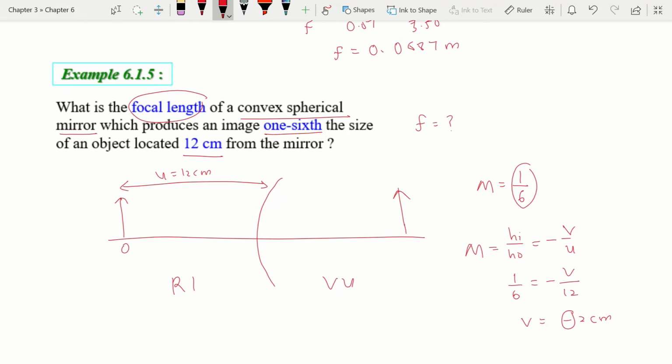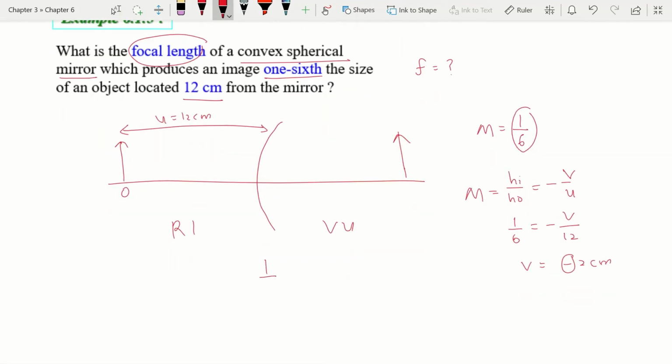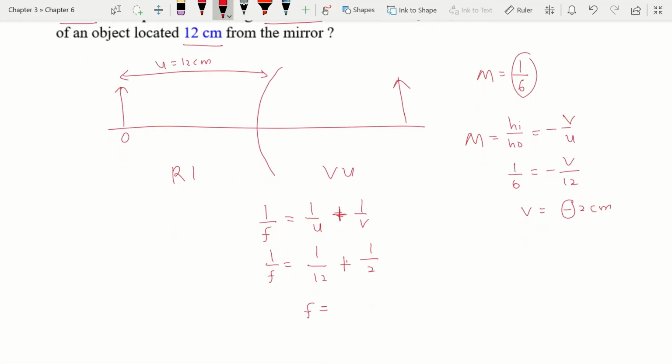Okay. Now we need to look for the focal length. We can use the spherical mirror equation, 1 over f equals 1 over u plus 1 over v. Your object distance is 12 cm and your image distance is negative 2 cm. When you press the calculator, you will get negative 2.4 cm. The focal point is here, so the focal length is negative 2.4 cm. Okay?